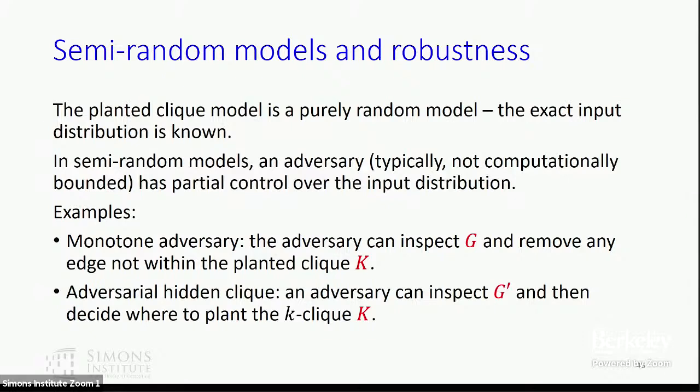Somehow this should make finding the clique easier, because it's hinting to you that it cannot be that both these vertices are in the clique. It gives you hints. Another example would be the adversarial hidden clique. The adversary can inspect the random graph G(n, 1/2) before planting the clique and decide where to plant it. Rather than choosing k vertices at random, the adversary chooses the k vertices. That's another semi-random model.